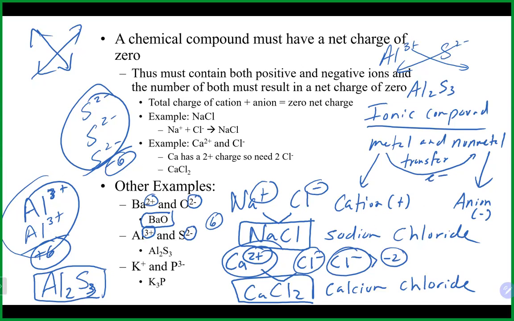Lastly, we have potassium and phosphide. Phosphorus is group 5, so it has a -3 charge, and potassium is group 1. So in this case, we need 3 potassiums and 1 phosphide. The name of the first would be barium oxide. The name of the second would be aluminum sulfide. And the name of the last would be potassium phosphide.